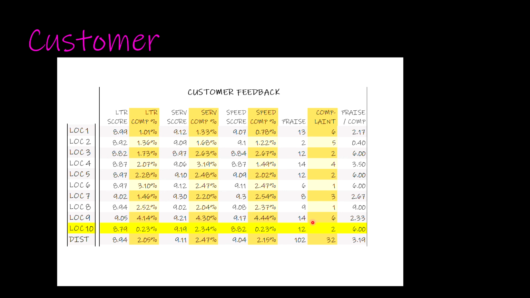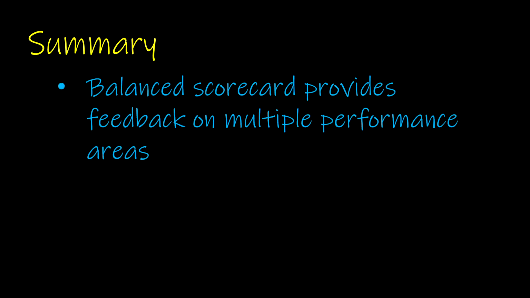So ultimately, what we see here by looking at the balanced scorecard is there's definitely a few areas in terms of customer feedback, mostly in likelihood to recommend and speed, where we have some opportunities in location 10. But if we had just been focused on the sales numbers, we may have never seen that manager had that opportunity to fix those areas. So in summary, as we're looking at the balanced scorecard here, key takeaways are that the balanced scorecard provides feedback on multiple performance areas, and it allows us to identify deficiencies that we may not have identified if we were only looking at a few key areas.